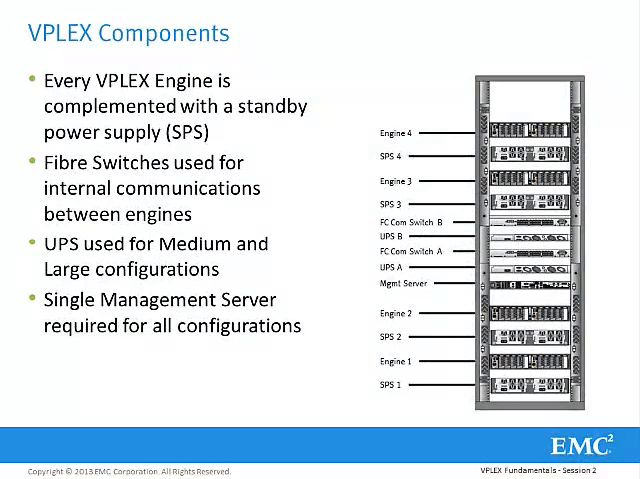The diagram here displays a fully populated VPLEX 5.0 cabinet. Notice the VPLEX numbering starts from the bottom up. Every engine contains a standard power supply. The difference between a quad and a dual engine is that the dual engine is a removal of two engines and a single SPS. A single engine implementation contains only a management server, engine, and a single SPS only.